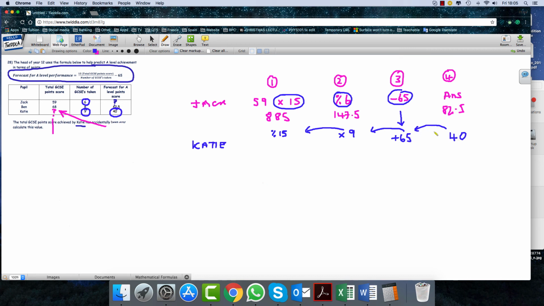So I start at 40, I add 65, that's going to give us 105, then I times by 9, that gives us 945. And then I divide by 15, and that gave us 63, if I remember rightly. Yes, that sounds right. And there's your answer. It's a tricky question.